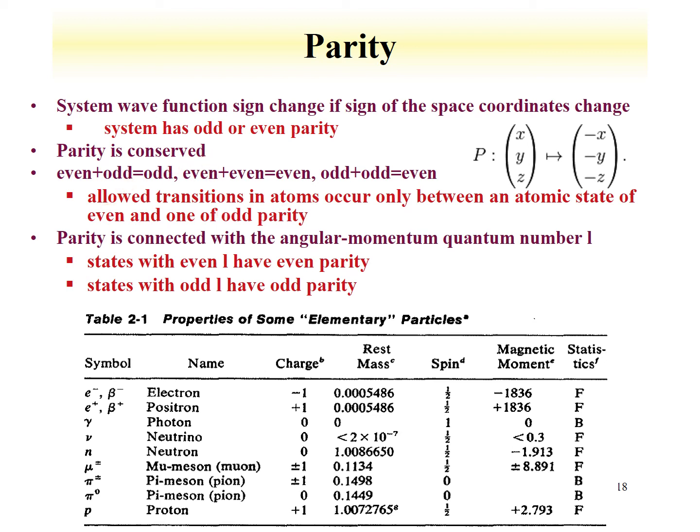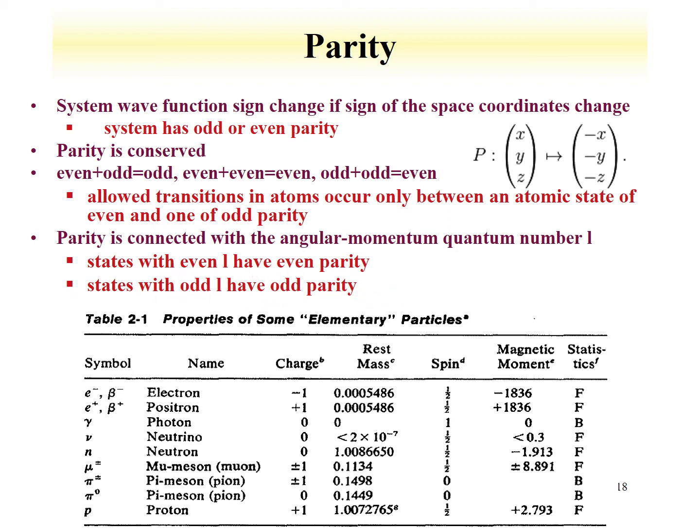Parity is also connected with your angular momentum quantum number. States with an even angular momentum have even parity, so S and D states, whereas states with an odd angular momentum have an odd parity. P states, for instance, are odd. They will have odd parity. We'll utilize this when we discuss the shell model.